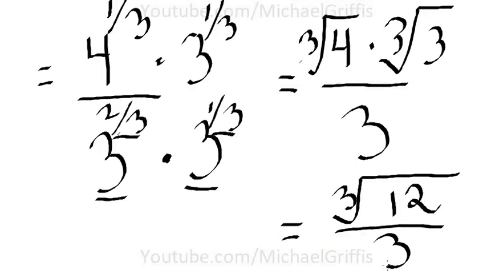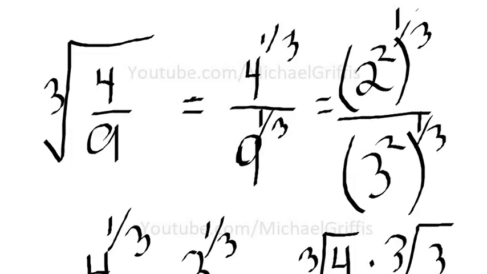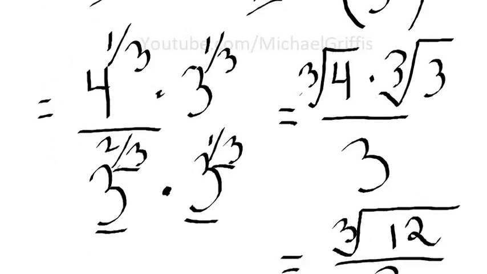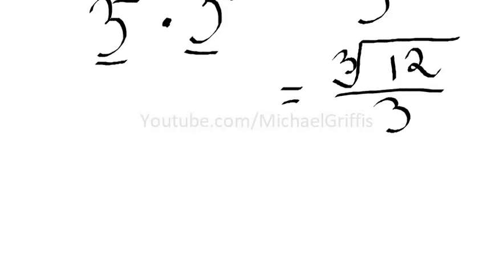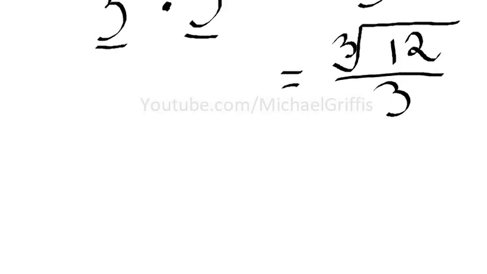And the whole idea was to get that radical out of the denominator, right? We had this radical down here, so we wanted to get that out of there. 12 is 2 squared times 3. Yeah, you can't do anything with that. All right, next, let's look at another one here.